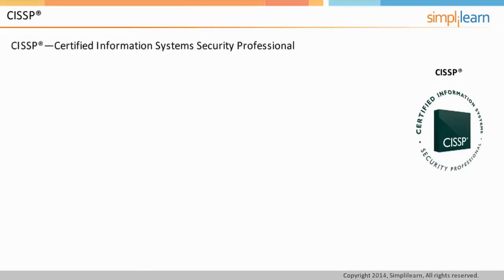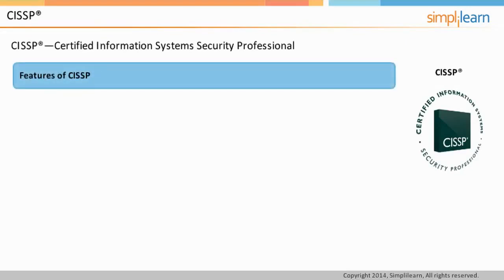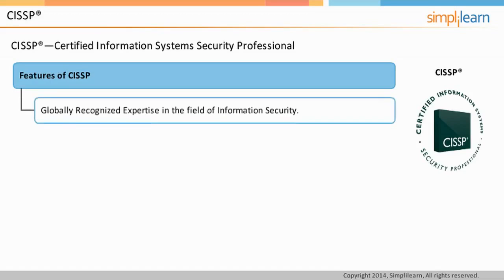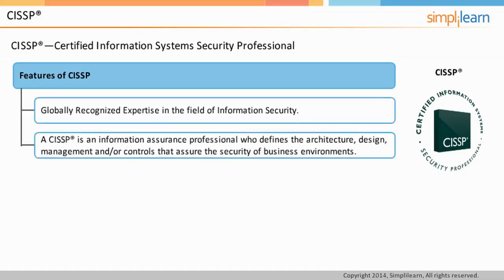CISSP expands to Certified Information Systems Security Professional. The various features of CISSP are as follows. It is the first certification in information security which is globally recognized. The Certified Information Systems Security Professional, CISSP, is an information assurance professional who has demonstrated a globally recognized level of competence provided by a common body of knowledge that defines the architecture, design, management, risk, and controls that assure the security of business environments.